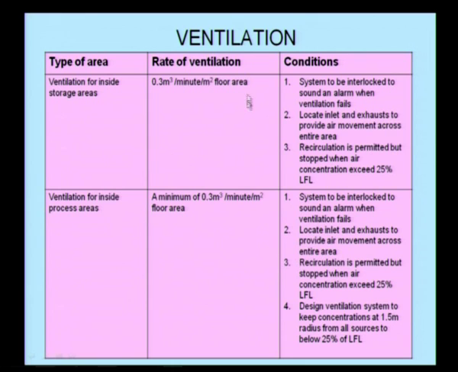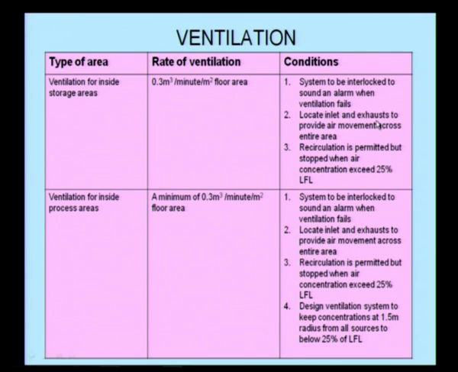That is what the rate of ventilation which is recommended by NFPA to consider or to call that as explosion proof area. Now the conditions are system to be interlocked with a sound alarm when the ventilation fails. When this much amount of ventilation is not made available because of some unknown reasons, then there should be an alarm system which is automatically activated when the ventilation goes below the specified value. That is a condition to be provided in such ventilations.